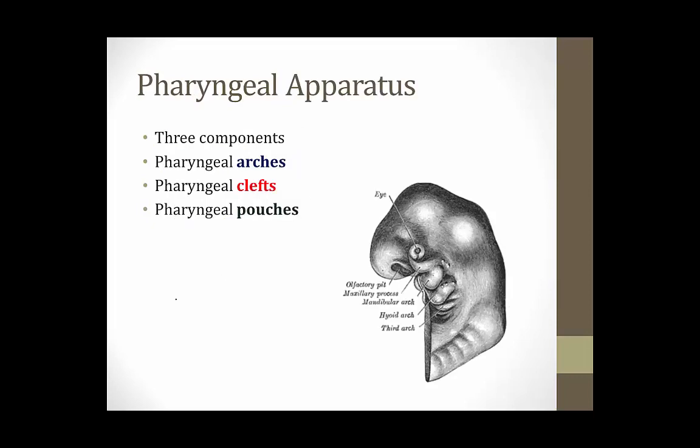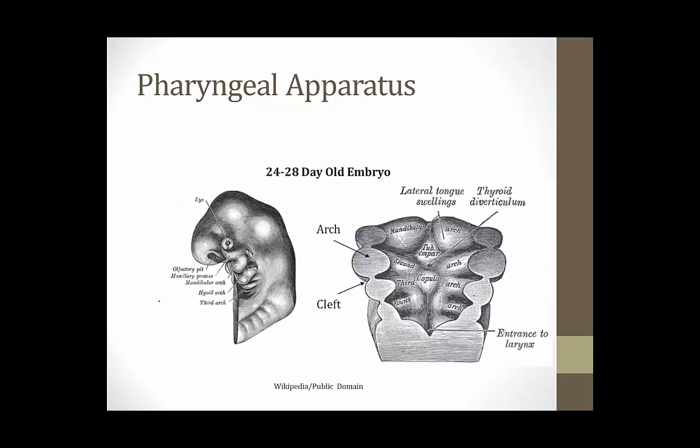So the pharyngeal apparatus is the name given to each of these bumps and grooves that you can see in this embryo on the screen here, but you can break down the pharyngeal apparatus into three components, and each component will develop into a different structure. So the three components are the pharyngeal arches, pharyngeal clefts, and pharyngeal pouches. Shown on the screen is an embryo at about 4 weeks old, and if you were to slice off the bottom of the embryo here and look down on it, you would see something like what is shown on the right side of the screen.